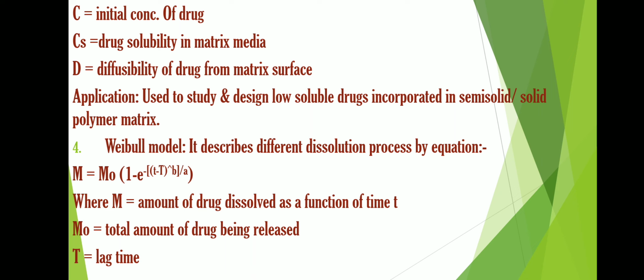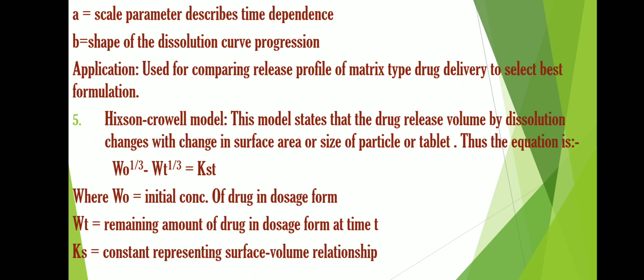available or the remaining drug after time t, that is, from the total released amount of drug, the amount which is left over after particular time t. A is the scale parameter which describes the time dependence. So the scale parameter is how you are taking the consideration of time, that is, how the particular drug is reacting along with time will be considered by the A parameter, and B is the shape of the dissolution curve progression, that is, what type of dissolution curve it is creating.